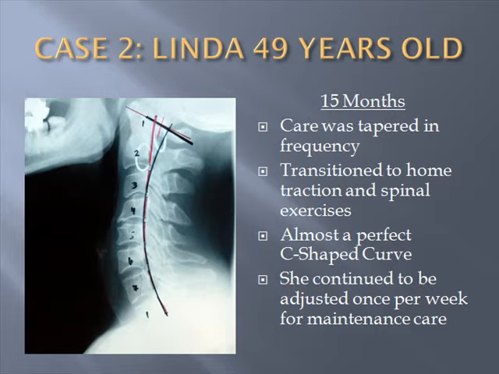This is Linda at 15 months. Care was tapered in frequency as she progressed. She transitioned to home traction and spinal exercises. She now, at this point, has almost a perfect C-shaped curve, and she continued to be adjusted once per week for maintenance care. Now, the maintenance care is really critical and crucial, because we continue to have activities of daily living that promote this reversal.